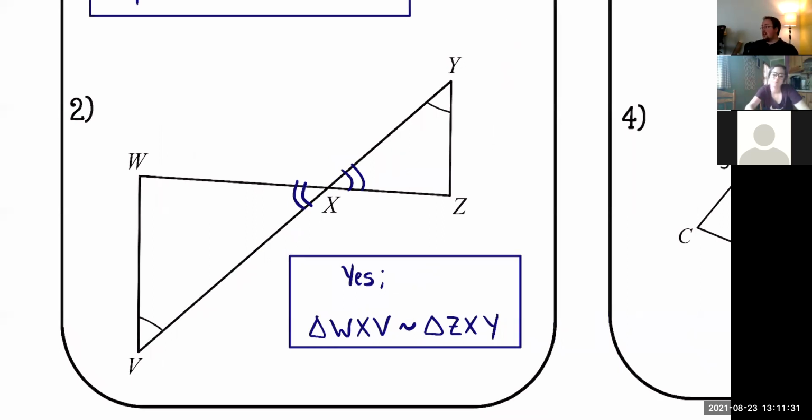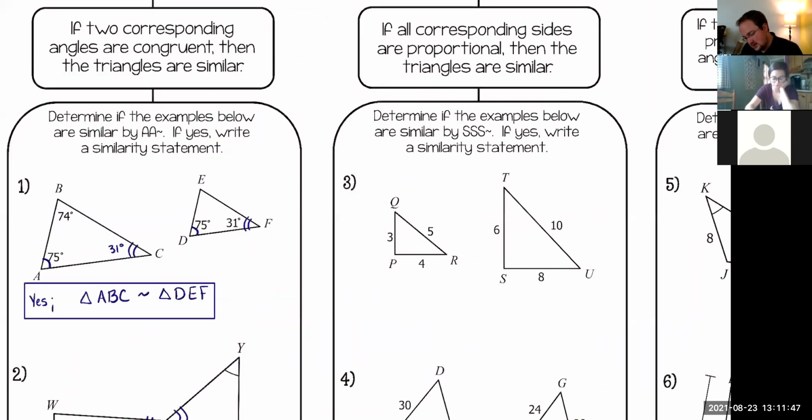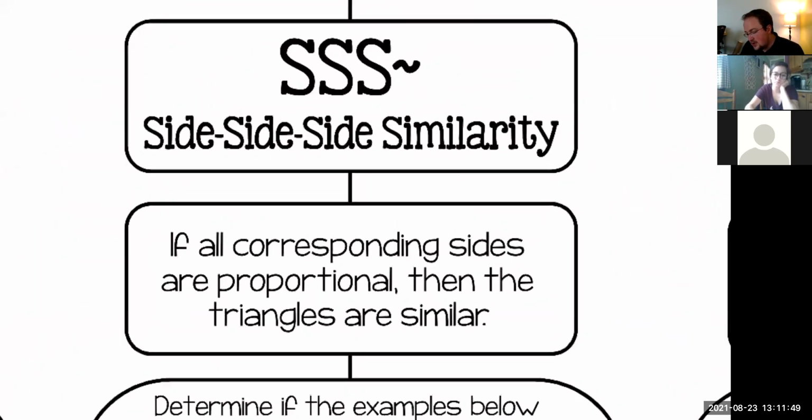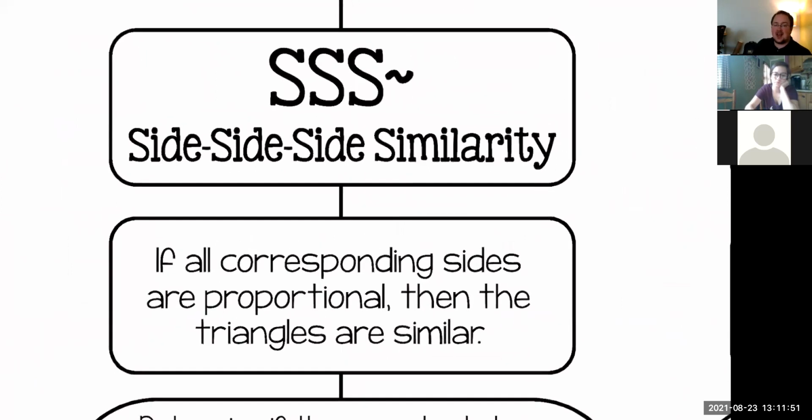So as long as it's already given to you or you can somehow defend that it's true, in this case, all vertical angles are congruent. All you need are two sets of congruent angles to determine similarity. Second form of similarity is side, side, side, which simply states that if all corresponding sides are, there's that word again, not congruent today, but proportional, then the triangles are similar.